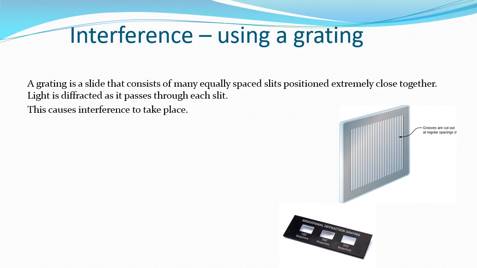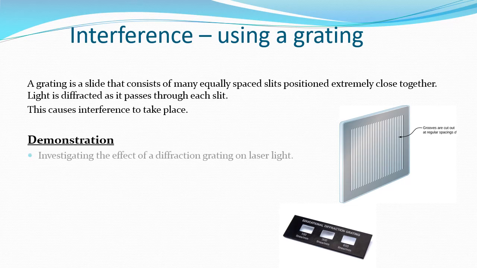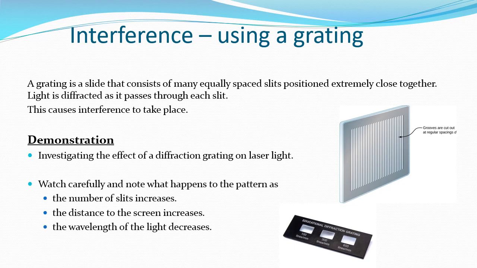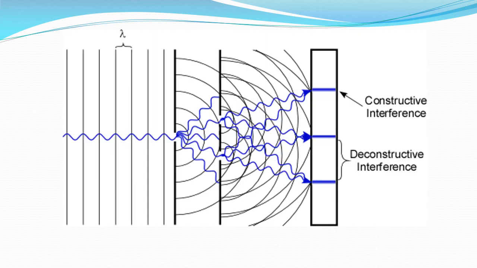So as I said, a grating is a slide that consists of many equally spaced slits positioned extremely close together. Light is diffracted as it passes through each slit, and this causes interference to take place. Usually what I'd do is I would get a laser and show you what happens when we put laser light through a grating. Unfortunately, we can't do that, but I will show you some diagrams.